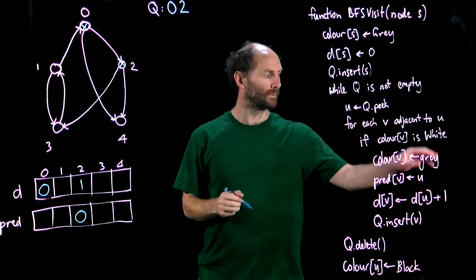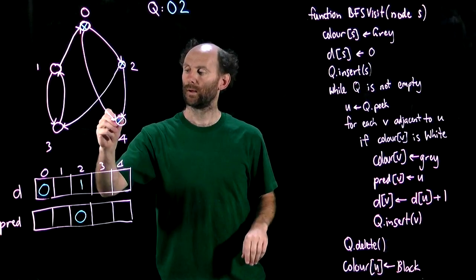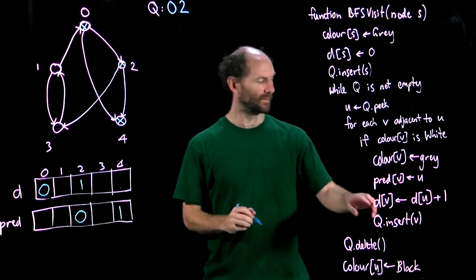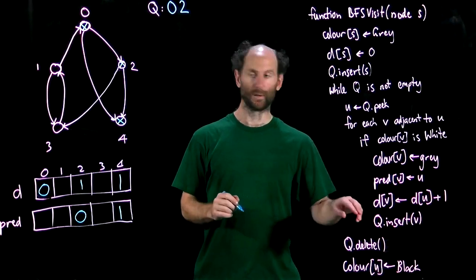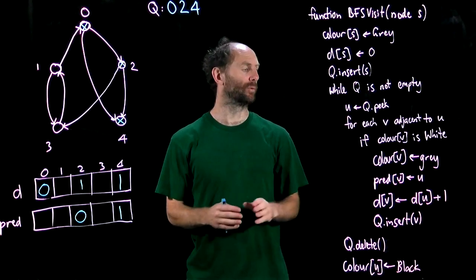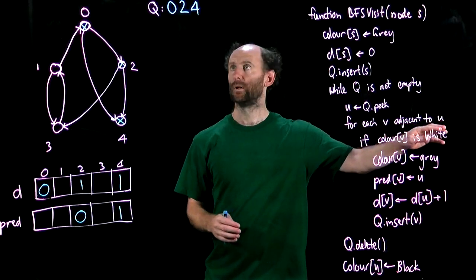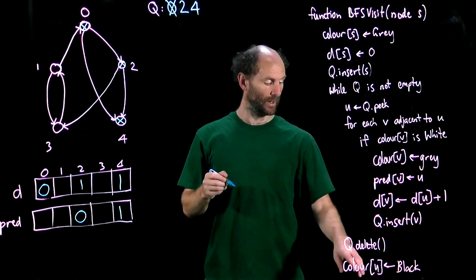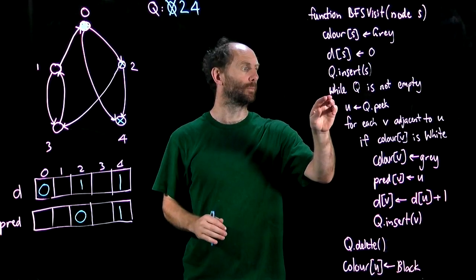Now we're still within this for loop. Now we'll visit 4. We'll turn that grey. We'll set the predecessor to be 0. We'll set the depth to be 0 plus 1. And then we'll put 4 into our queue. Now we're going to come out of this for loop. We've run out of out neighbours of 0. So we'll delete 0 from the front of our queue and we'll colour it black. So we're back up to the top of the while loop.